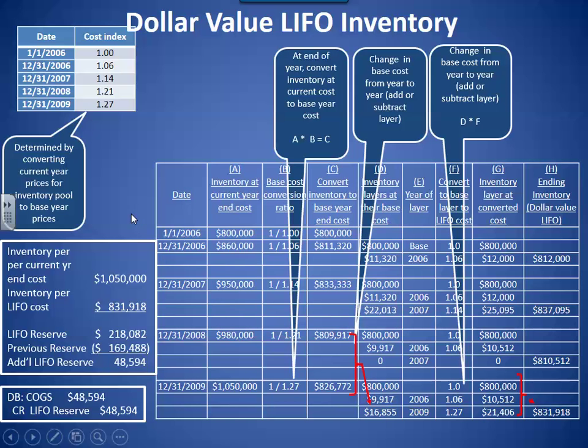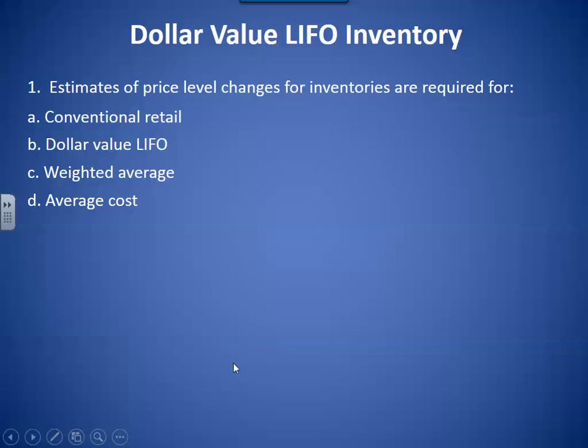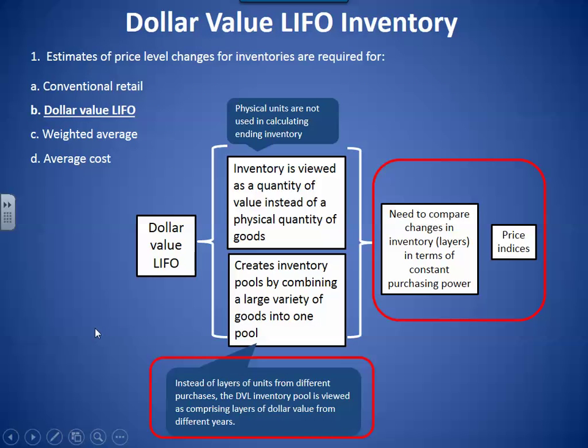Okay, now let's take a look at some questions regarding retail dollar value LIFO. Question number 1. Estimates of price level changes for inventories are required for, and you're given 4 different inventory valuation methods. I suspect right now you'll get this one pretty correct. Go ahead, if you have to, stop your video. If not, just keep it going. Okay, the answer in this case is B, dollar value LIFO.